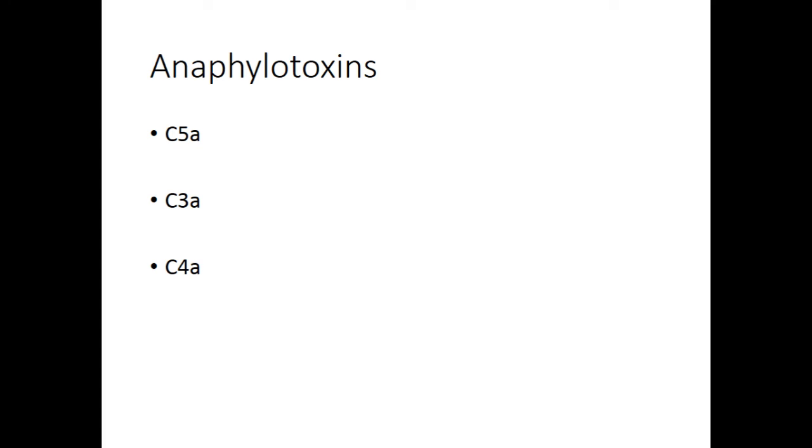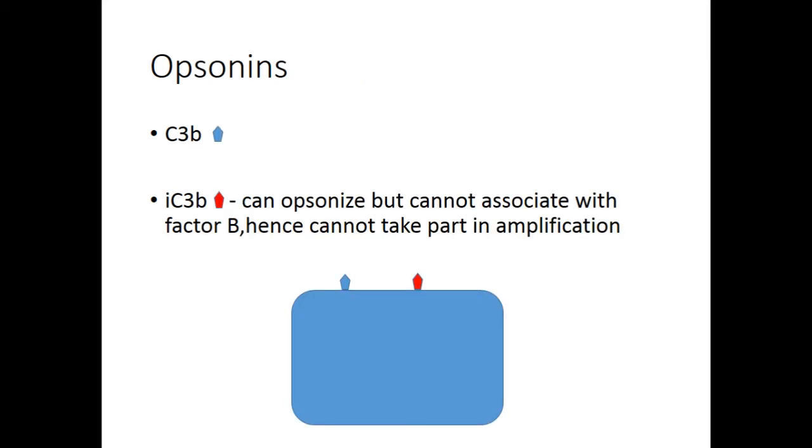Now the anaphylotoxins, we have already told, C5A, C3A and C4A are the anaphylotoxins, of which C5A is the most important one. The most important opsonin is the C3B.